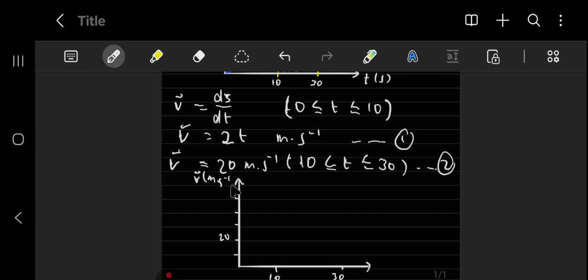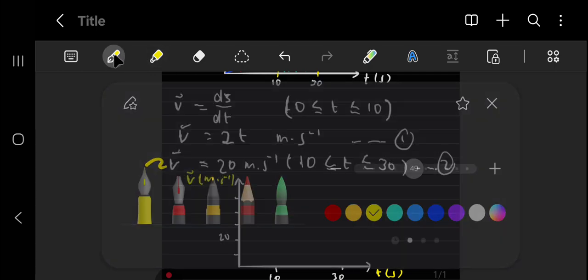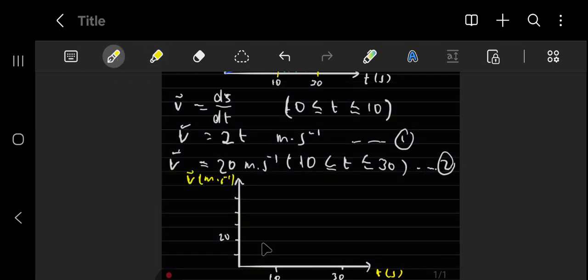This is my velocity in meters per second. I'm going to use a different color just to make it stand out. So this is your v in meters per second, those are your y-axis, and then here we've got our time, which is in seconds. That is fine. So let us see. It's going to end at 20, right? And then at 20 it becomes a constant 20 meters per second.